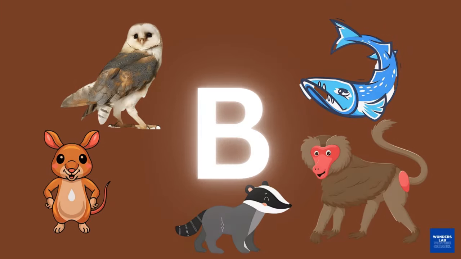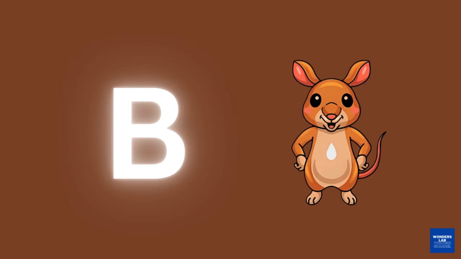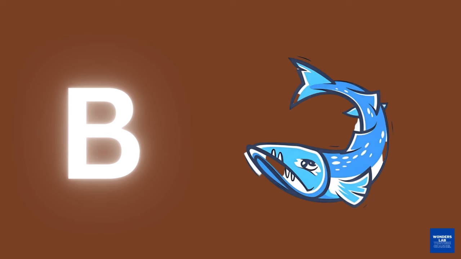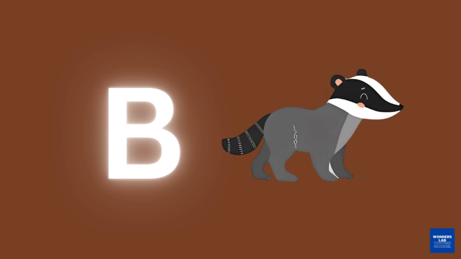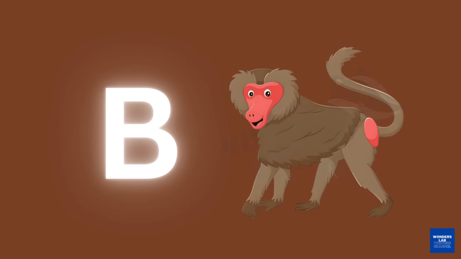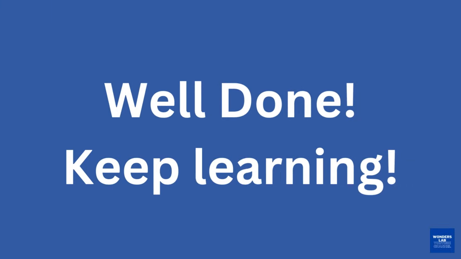Let's continue with B. B is for bandicoot. B is for barracuda. B is for barn owl. B is for badger. B is for baboon. Well done. Keep learning.